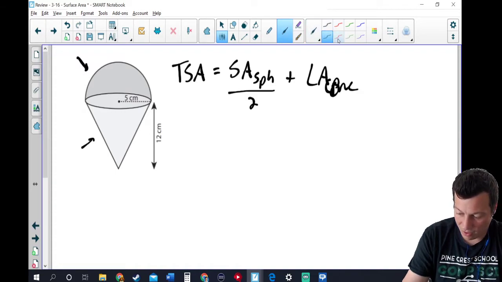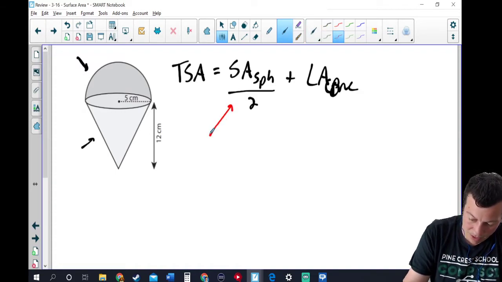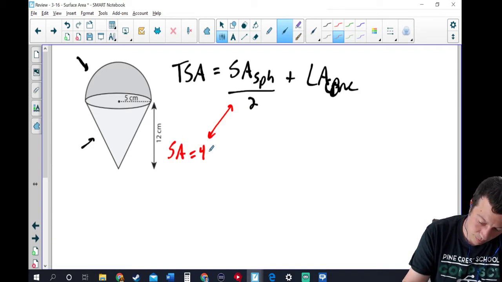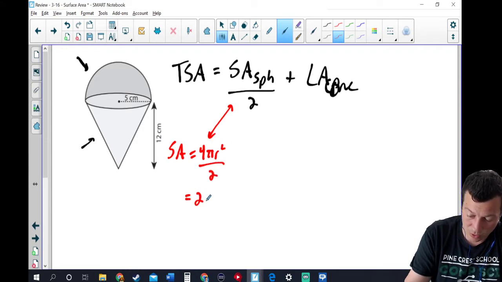And then from here, I'm going to be thinking, okay, I need to find the surface area of that sphere. Surface area of a sphere is 4 pi r squared. I know I'm going to be cutting it in half, so I look at that and I'm like, oh, that's just 2 pi r squared then.